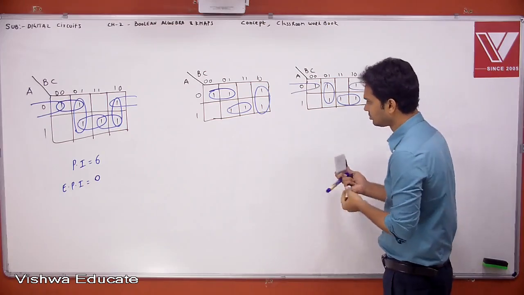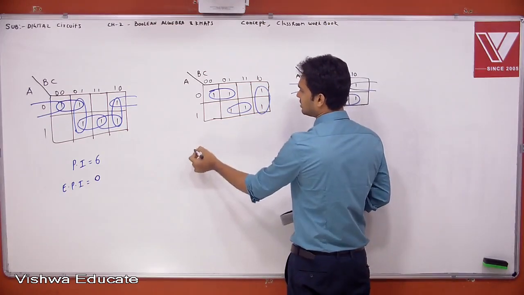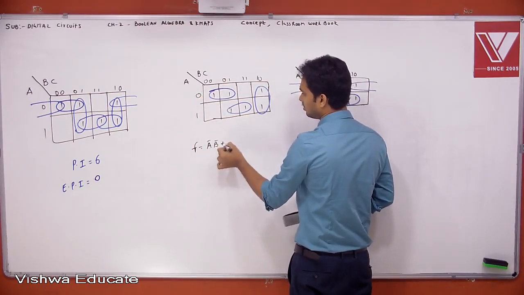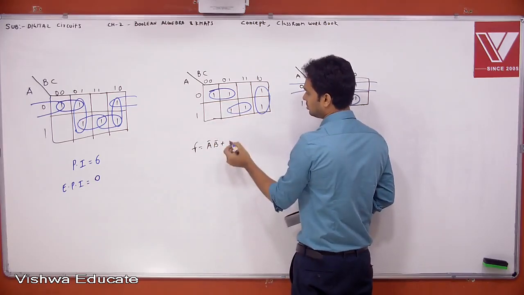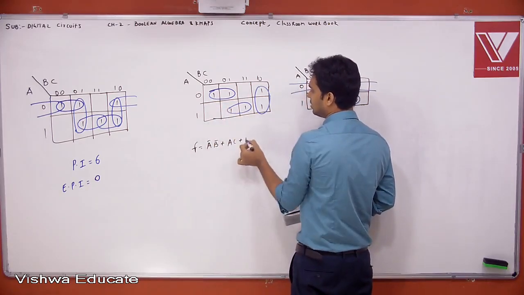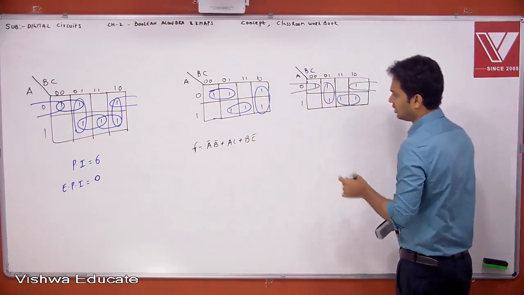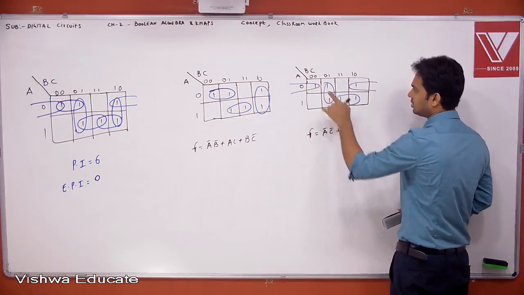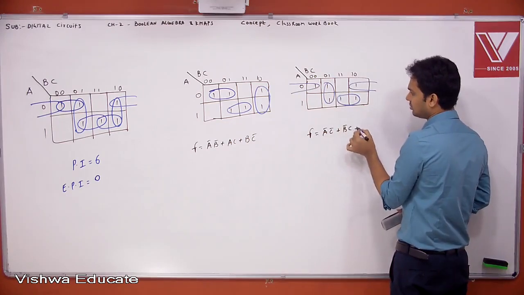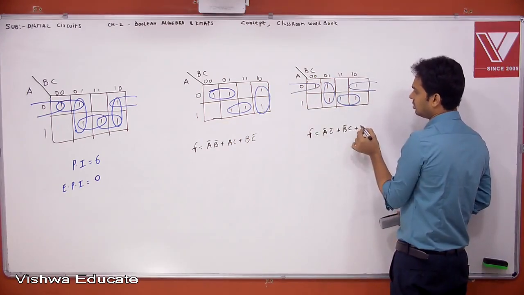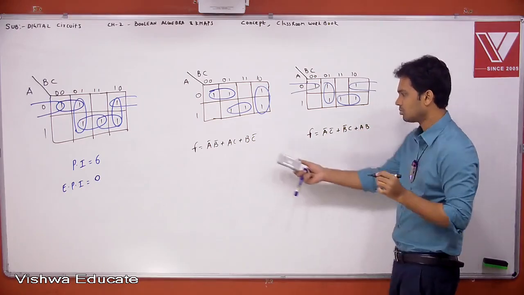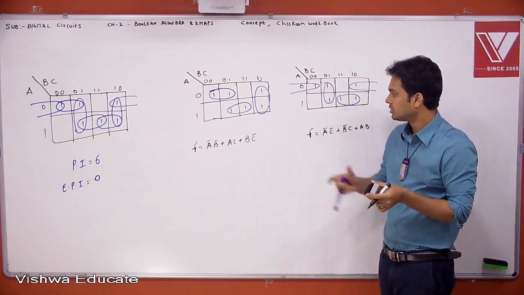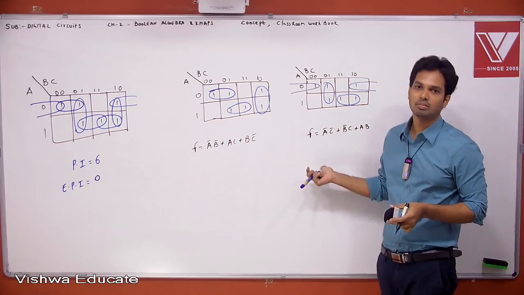Now see here. Here what is the answer? A bar B bar plus A into C plus B C bar. Here what is F? A bar C bar plus B bar C plus here A into B. You observe here, both are valid solutions. In both the solutions there is not even a single term which is compulsory. We don't have a single term which is compulsory.